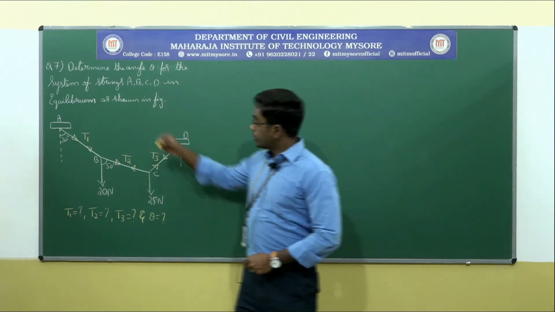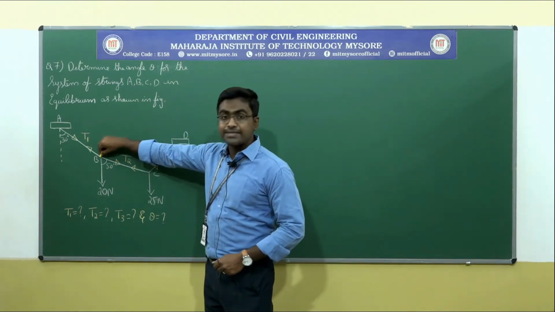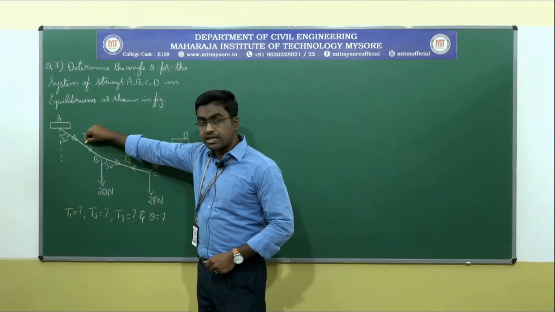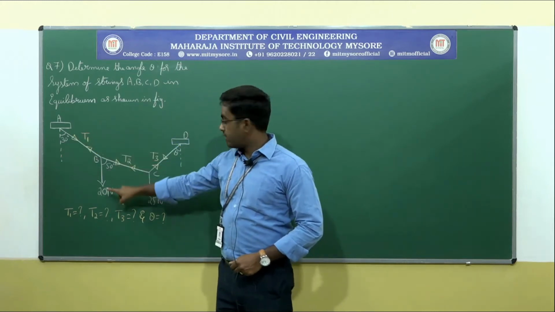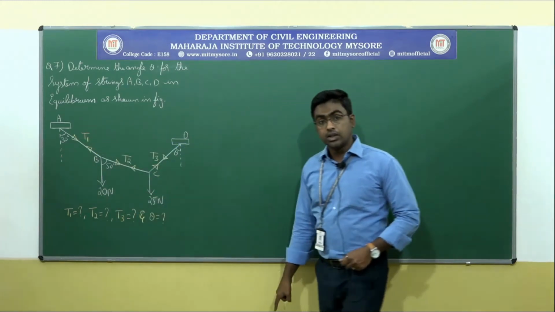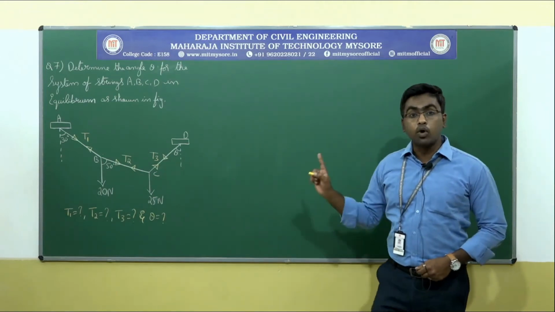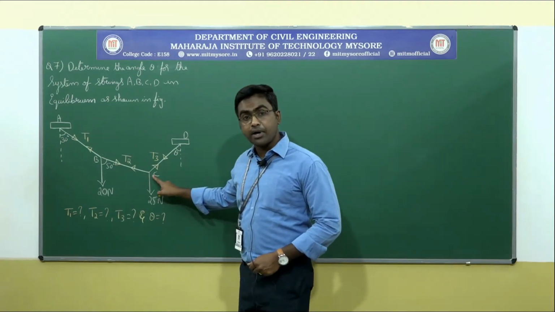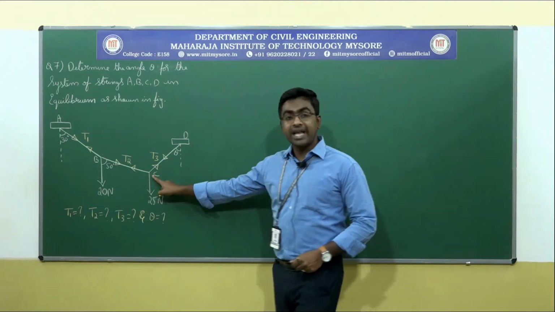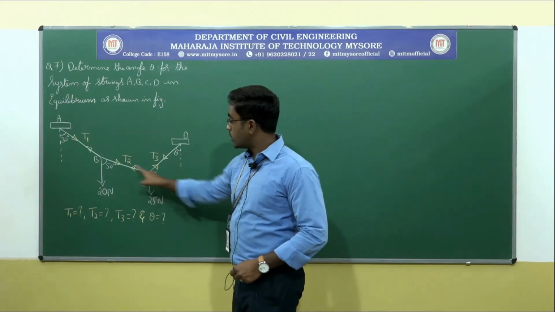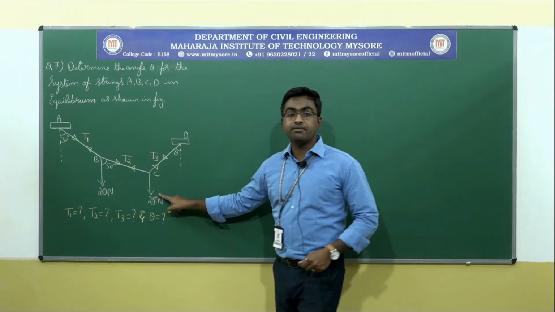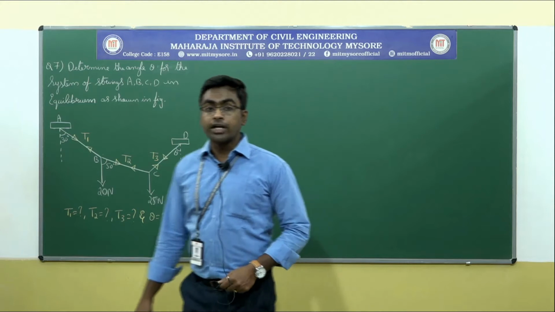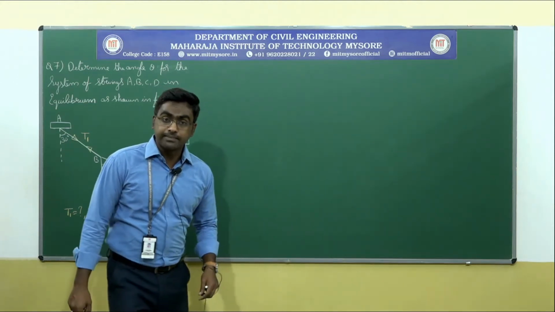To draw 2 free body diagrams, I need to identify 2 points, right. I am going to identify the first point as point B, because from point B 3 forces are passing. One is T1, another one is T2, and one more force is 20 Newton. So I am going to draw the free body diagram about point B. Then I am going to draw the free body diagram about point C, because at this point 3 forces are passing: T2, T3, and the third one is 25 Newton.